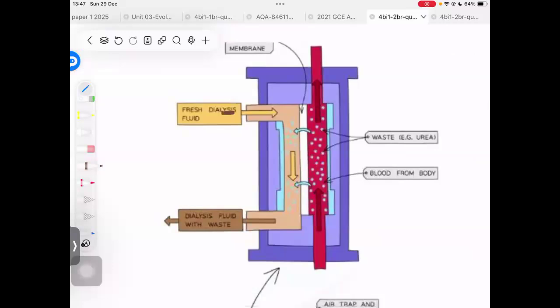You send the fresh dialysis fluid, and after the urea gets collected in that dialysis fluid, it is removed back, and you can see the blood which is being contaminated.